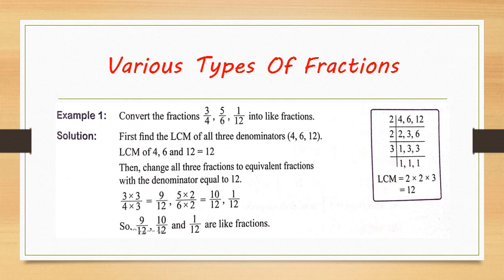Now all these fractions become equivalent fractions. All these fractions have the same denominator, so they become like fractions. So this is the way how we can convert unlike fractions into like fractions.